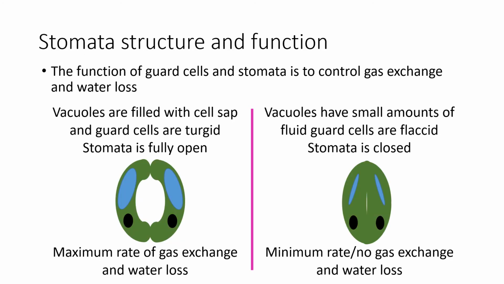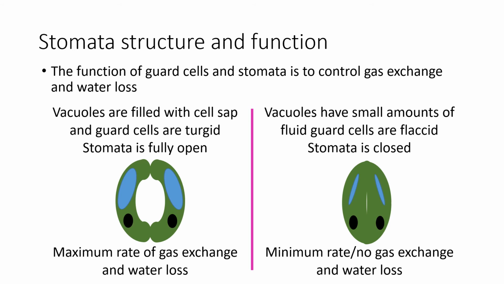We're going to look in a little more detail at the stomata, sometimes referred to as a stoma. Either term is fine. Stomata or stoma will be accepted in the exam. But the function of the stomata and the guard cells on either side of it is to control gas exchange and loss of water through a plant. We'll look in more detail in another presentation about the process of transpiration, which is how water moves through a plant.